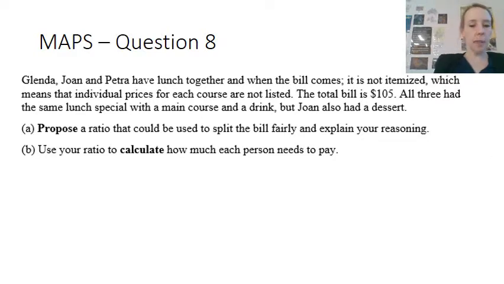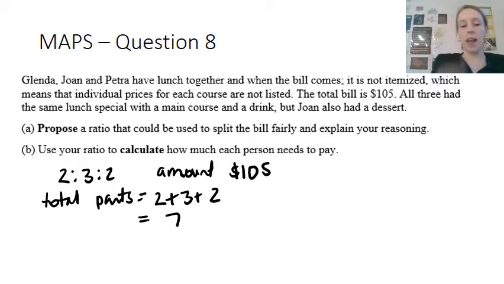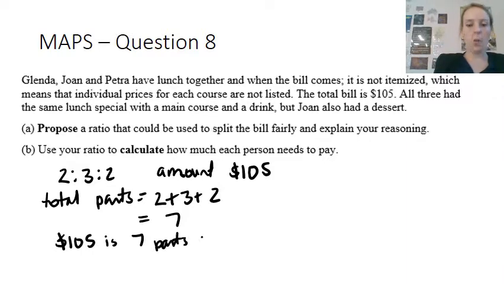So the next thing, B: use your ratio to calculate how much each person needs to pay. So the ratio is 2:3:2, and the amount was $105. So we're going to share that into an amount. First we have to find out the total parts of our ratio. The total parts in the ratio is when we add them all together. So it's 2 plus 3 plus 2, that equals 7. So $105 is 7 parts. So we want to find out what one part is. So we're going to divide by 7.